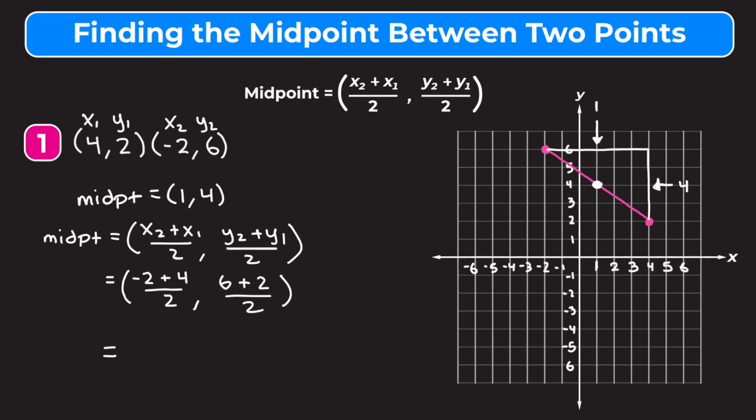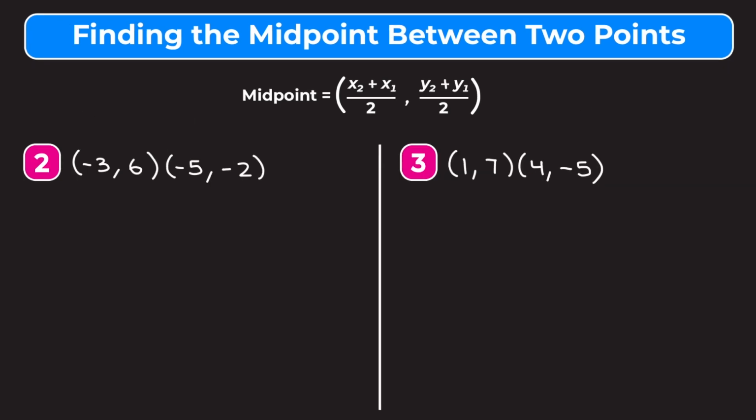And now we're just going to simplify this. -2 plus 4 is +2, so we have +2 over 2, and 6 plus 2 is 8, so we get 8 over 2. And finally, if we simplify this further, 2 over 2 is 1, and 8 over 2 is 4, so we get the same midpoint that we found before, which is (1, 4). So in case you guys forget this equation, you can just understand visually that to find the midpoint, you want to find the middle of the x coordinates and the middle of the y coordinates. Let's go through 2 more examples.